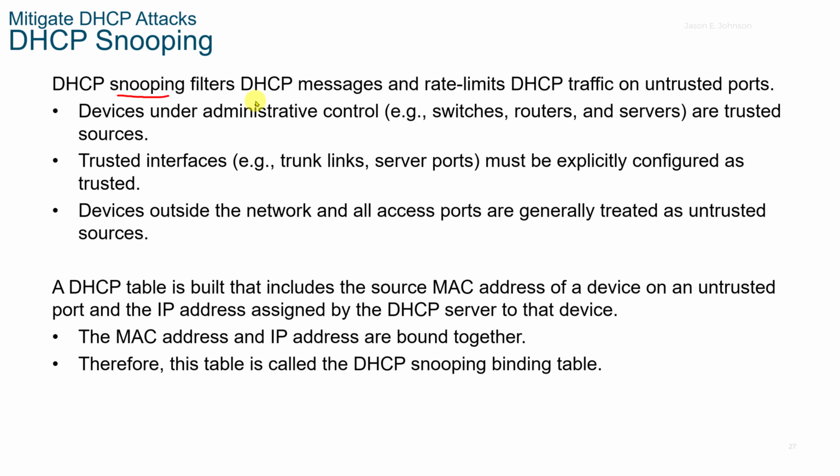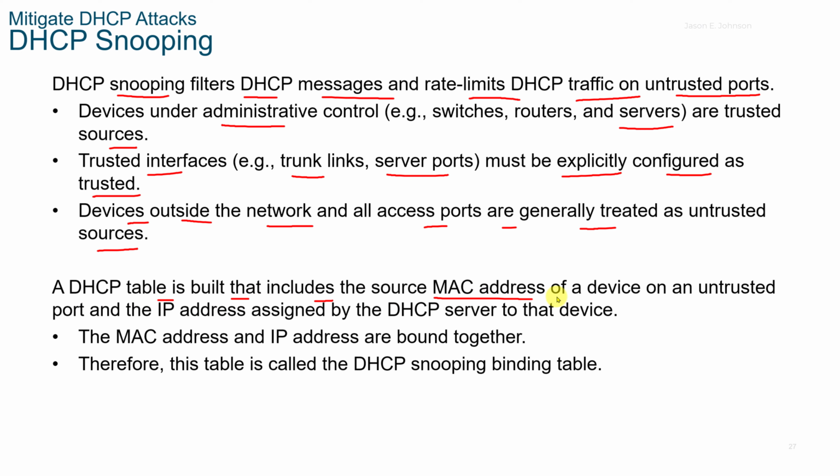DHCP snooping filters DHCP messages and rate limits traffic on untrusted ports. Devices under admin control, such as switches, routers, and servers, are trusted. Trusted interfaces, such as trunk links and server ports, must be explicitly configured as trusted, and devices outside the network and all access ports are generally treated as untrusted sources. A DHCP table is built that includes the source MAC address of a device on an untrusted port and the IP address assigned by the DHCP server to that device. The MAC address and IP address are bound together, and therefore the table is called the DHCP snooping binding table.